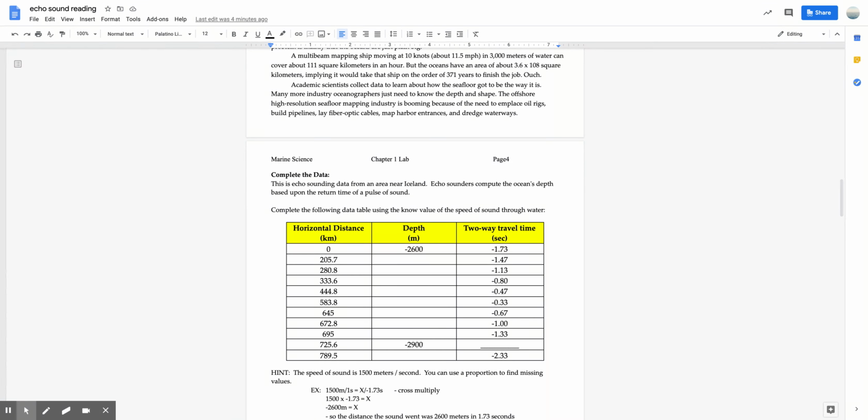Okay, so now we're going to start doing our calculations. So we have to complete this data table. This is the echo sounding data from an area near Iceland. Echo sounders compute the ocean's depth based upon the return time of a pulse of sound. Complete the following data table using the known value of the speed of sound through water, which is 1,500 meters per second. Okay, so we are going to use the 1,500 meters per second, and then we know the time it traveled, and we're going to get the depth.